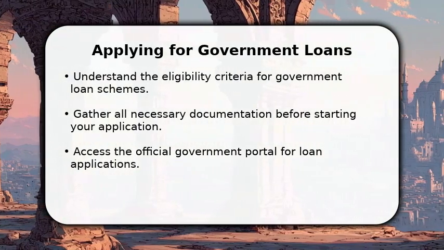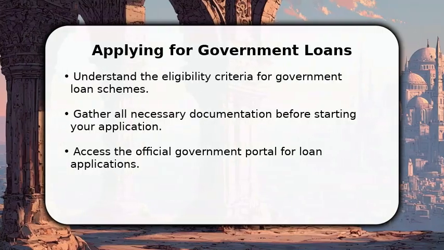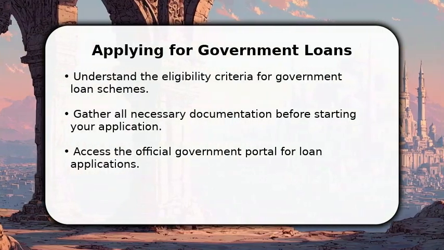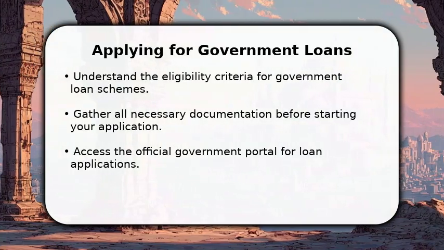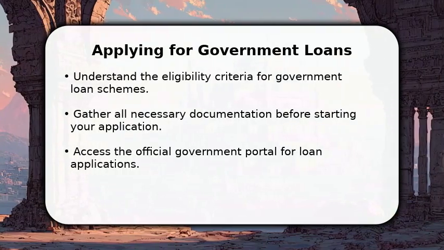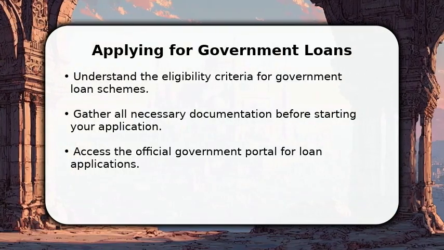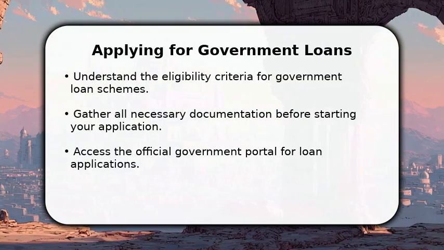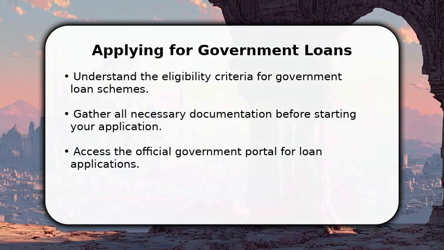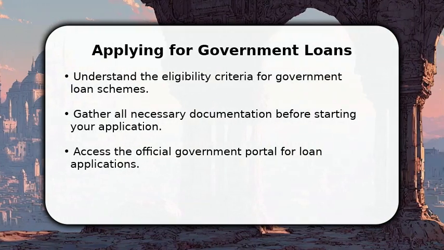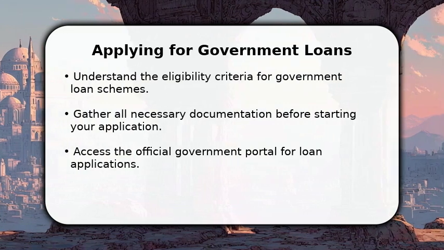First, ensure you meet the specific eligibility requirements, which often include factors like income thresholds, residency status, and business type. Next, gather all required documents such as identification, financial statements, and business plans. Finally, navigate to the designated government online portal, which is the exclusive platform for submitting your application. This streamlined approach ensures a smooth and compliant submission process.